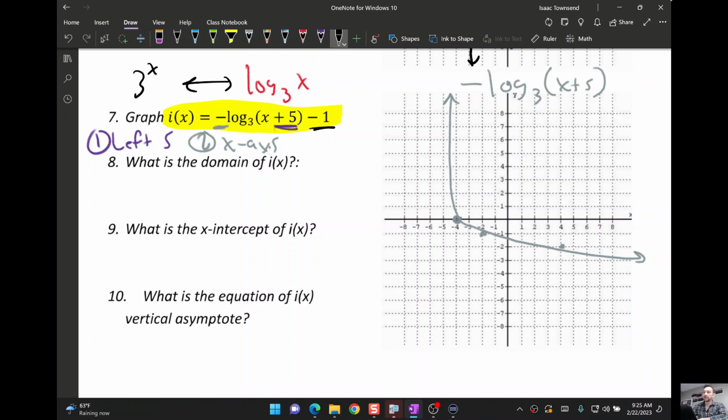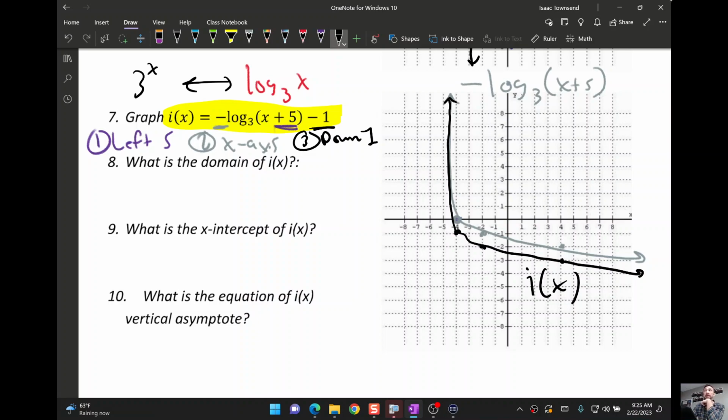And then to finish off, this -1 would be a transformation of down 1. So going to shift all the points down 1, reconnect them, and now I have a visual for i of x, which is what this one was called. So it's certainly not quick, and you can't reliably do it in one step. But again, if you understand these connections, graphing 3 to the x shouldn't be no problem.